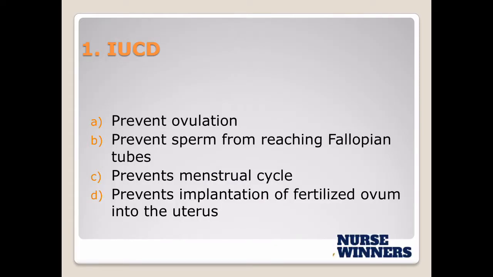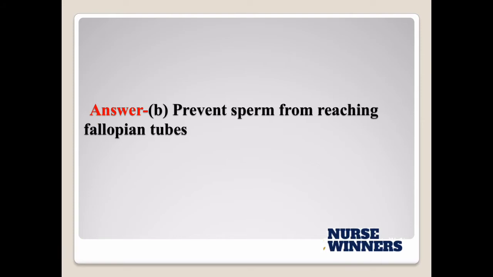First question, IUCD helps in options: A. Prevent ovulation, B. Prevent sperm from reaching fallopian tubes, C. Prevent menstrual cycle, D. Prevents implantation of fertilized ovum into the uterus. The right answer is option B. Prevents sperm from reaching fallopian tubes.